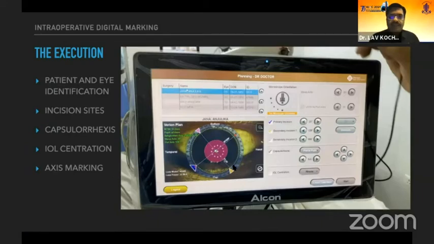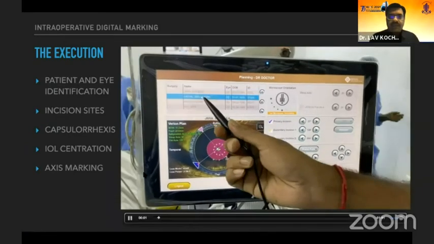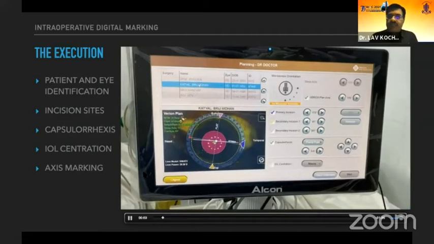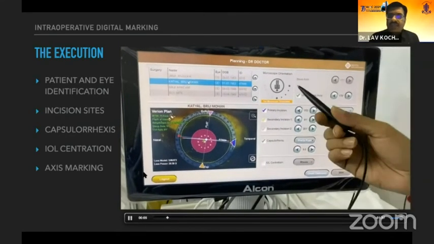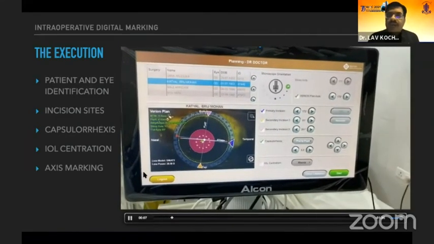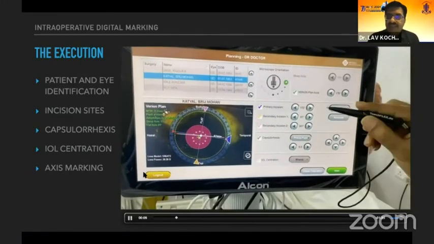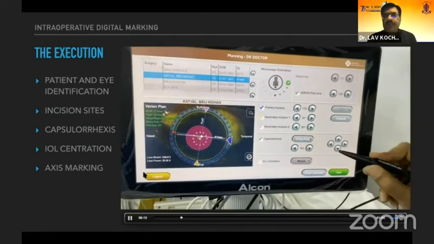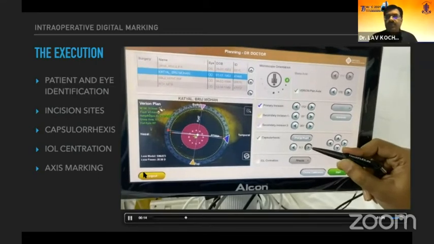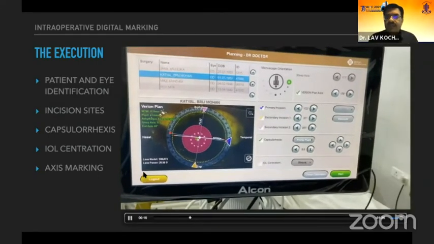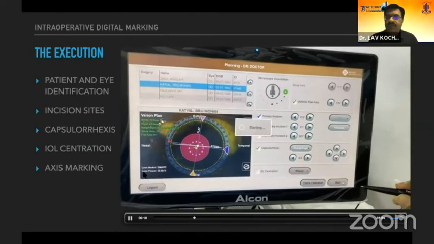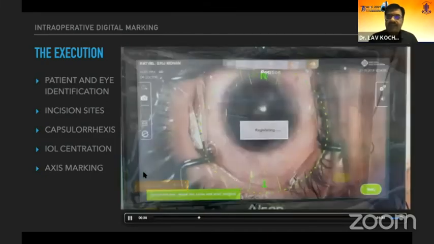And while planning, this is how the interface in the OT looks. When we are planning, you need to have an assistant who will mark your sitting position, whether we are sitting temporal, based on the pre-op planning. So first, what you see is the sitting position is marked, the capsular axis is marked to 5.5 millimeter, and then we start the surgery.